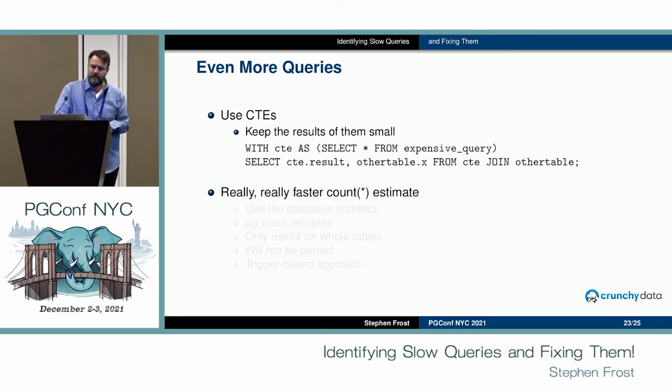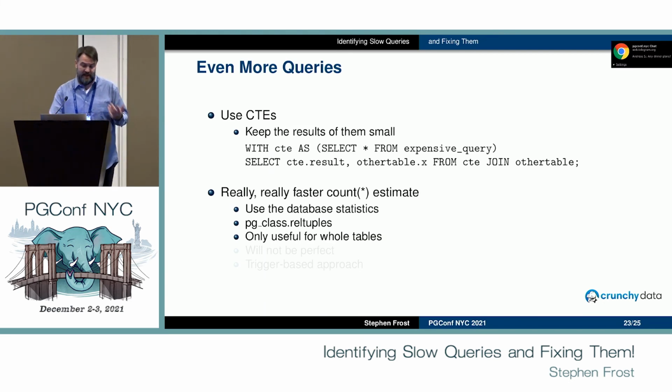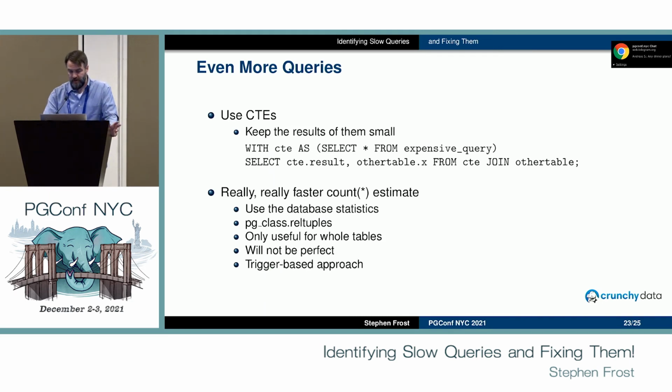This is not as relevant, but we used to always materialize CTEs on older versions of Postgres. On more modern versions of Postgres, we don't do that unless you explicitly ask for it. I still generally feel like CTEs are something you probably don't want to have a lot of stuff coming through, but it's not as big a deal anymore. You can also use a faster estimate. If you just need an estimate for how many tuples are in a table, you can just query pg_class.reltuples. It's only useful for whole tables, and it won't be perfect, but it is an approach that you can use.